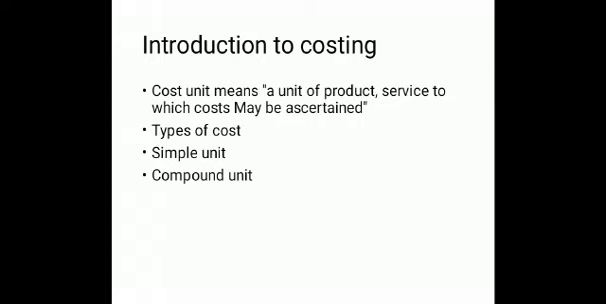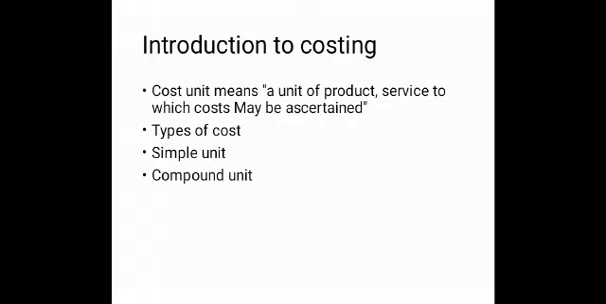There are two types of cost units. One is the simple unit, and another one is the compound unit. Simple unit means a ton, kilogram, quintal, piece, gallon, etc. These are single units. But compound units are like ton per kilometer, passenger per kilometer, kilowatt per hour, like that. So it is a combination of two simple units.